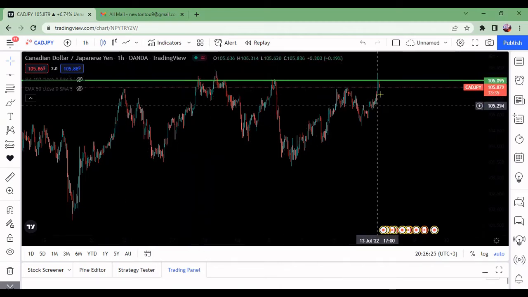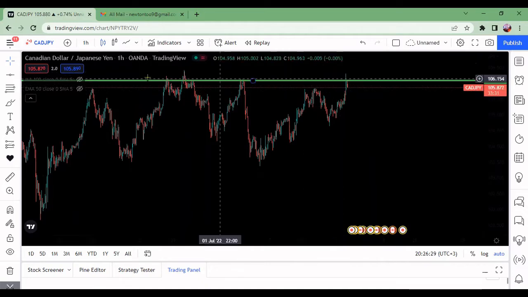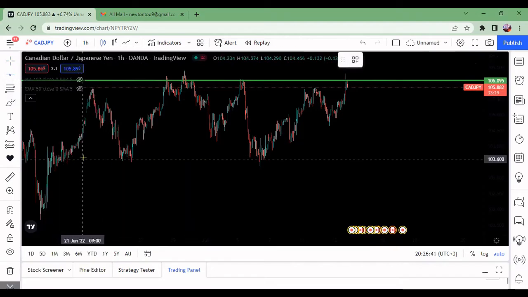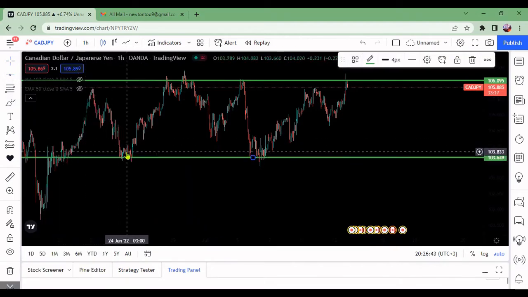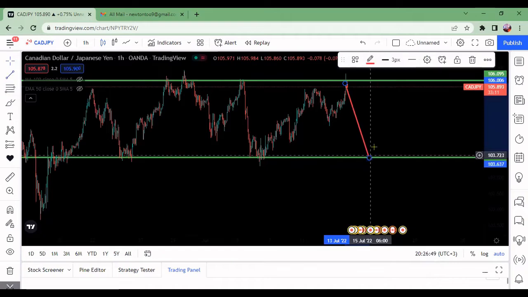So when the market came up, when the buyers were trying to push the market up, the sellers had already set their selling orders around here. Then more sellers came in and drove the market down. So this market will come down until here. You can see we have got support, so this market will move down till here.